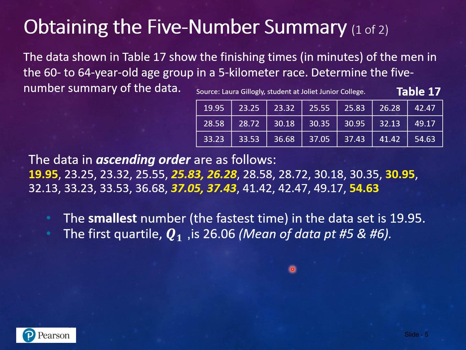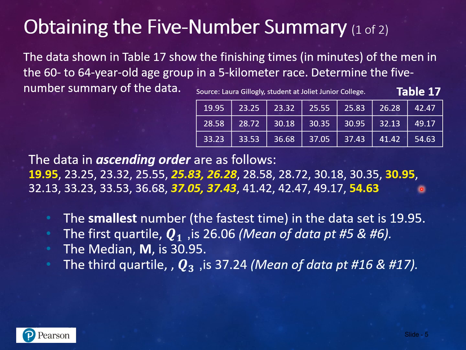The third point is the median. Since there are 21 data points, it's just the middle point, which is 30.95. The fourth number is the third quartile. Again, since we had 10, this is the median of the upper half of the data points. Since we have 10 above the median, we again have to take the mean of the two middle points. Since it's an even number, we don't have a specific median data point in the upper half. And that mean gives us 37.24.